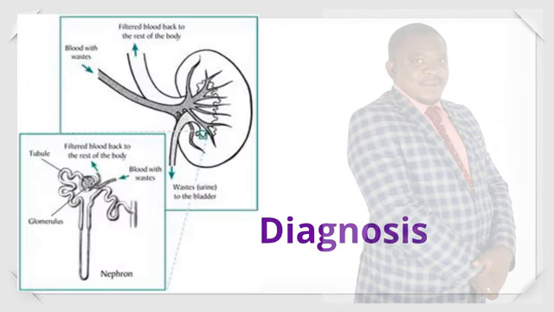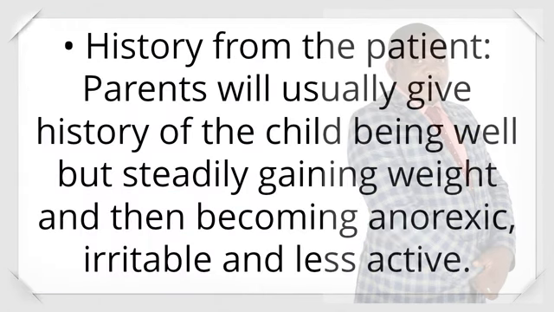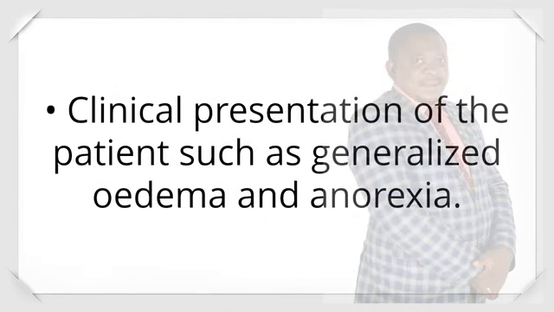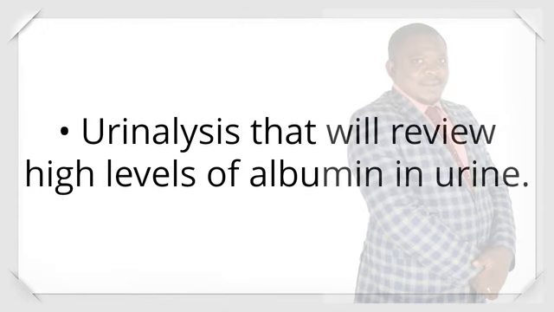Management. Diagnosis. History from the patient. Parents will usually give history of the child being well but steadily gaining weight and then becoming anorexic, irritable and less active. Clinical presentation of the patient such as generalized edema and anorexia. Urinalysis that will reveal high levels of albumin in urine.